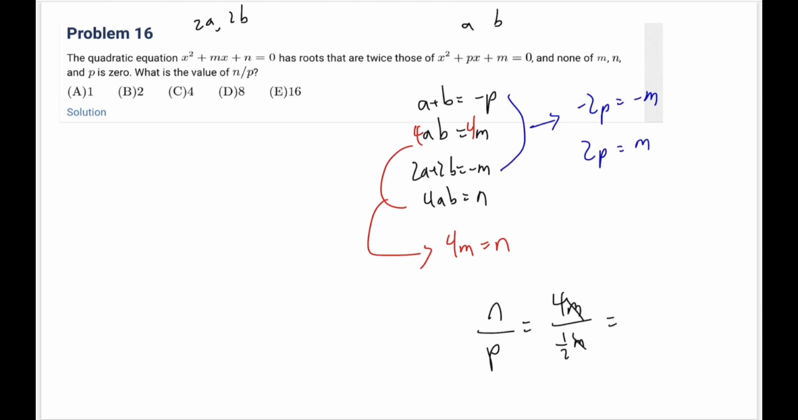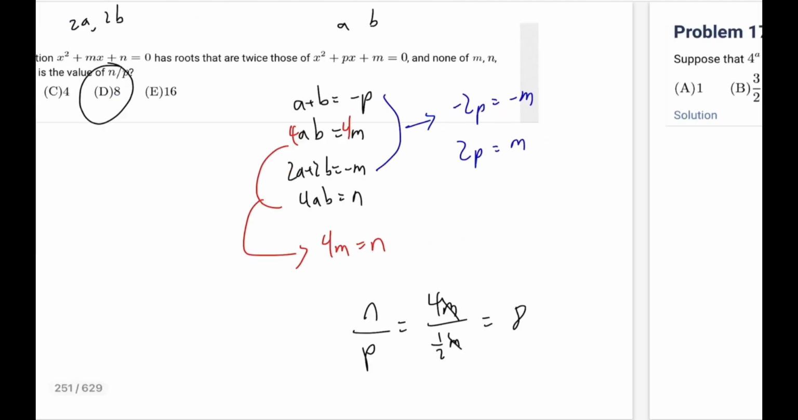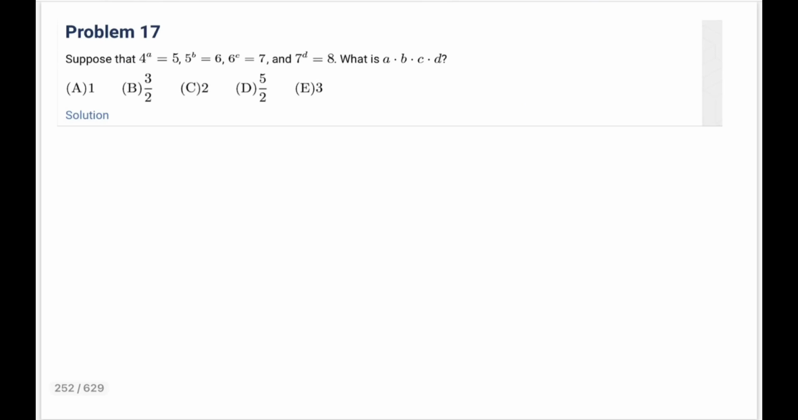And so these two cancel, this is 8, so the answer is D. Number 17, suppose that 4 to the a power is 5, 5 to the b power is 6, 6 to the c power is 7, and 7 to the d power is 8. What is a times b times c times d?